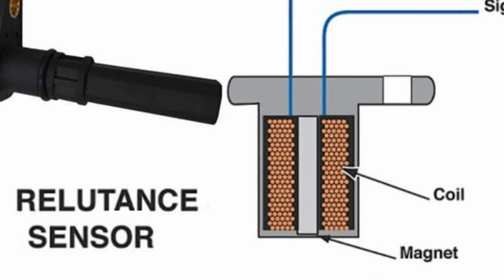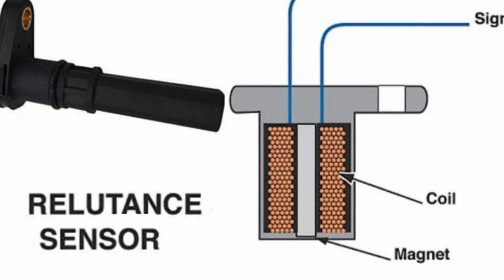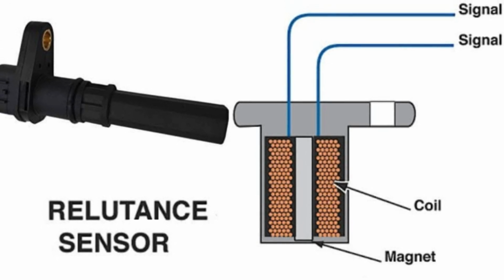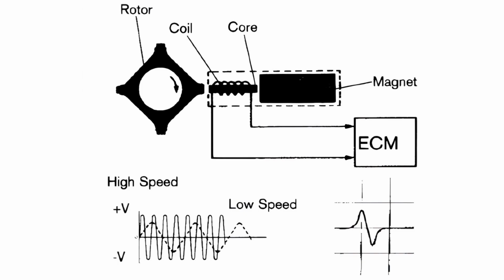A passive speed sensor usually has two wires and generates its own AC voltage signal. Inside the sensor is a magnetic coil. As a tone ring or reluctor passes by the sensor, the magnetic field changes, and that movement creates an AC signal. The faster the ring spins, the faster and stronger the signal becomes. The control module reads that signal and uses it to calculate vehicle speed.